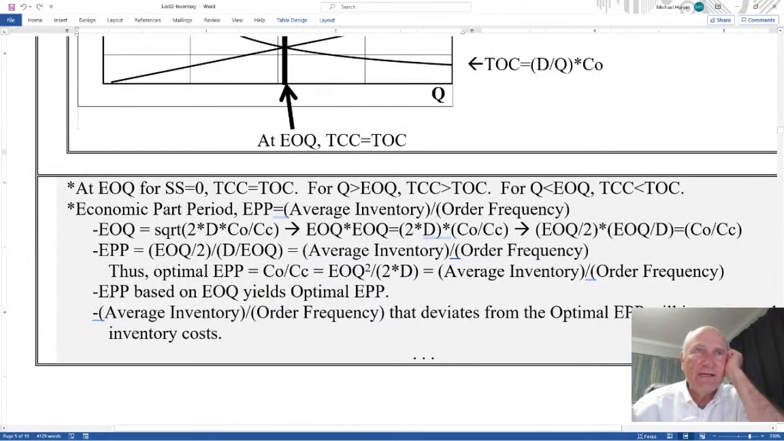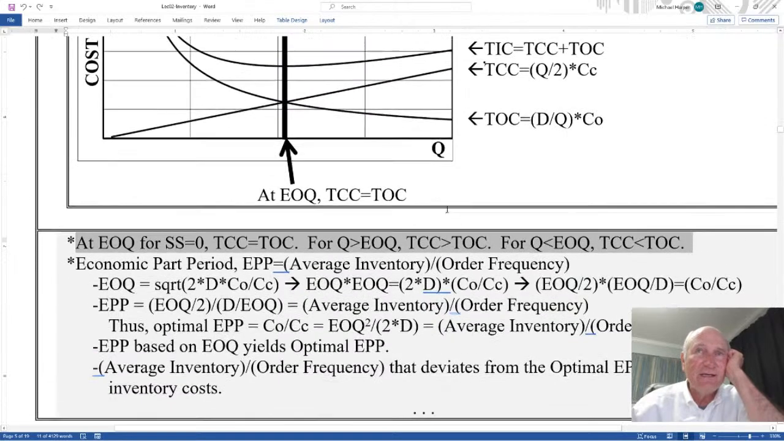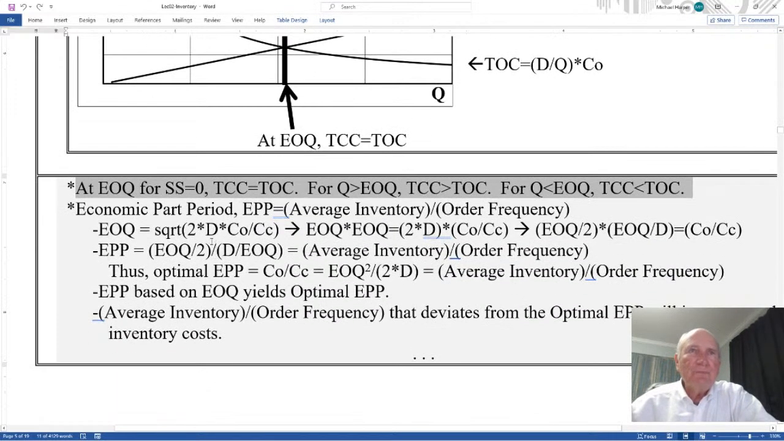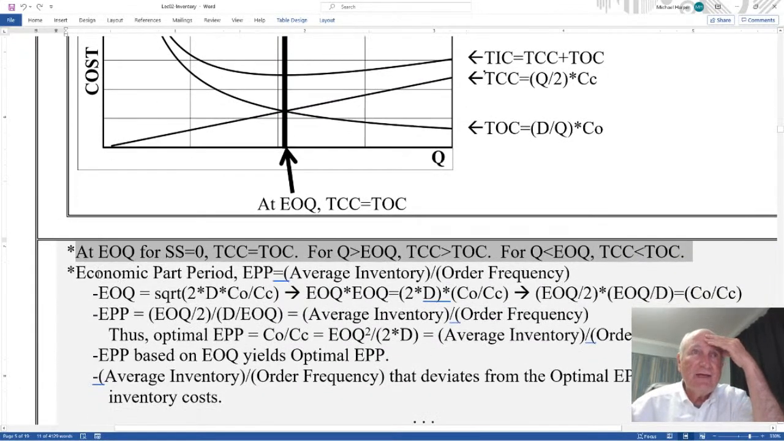Okay, takeaways. At EOQ, the ordering cost equals the carrying cost. For a Q greater than EOQ, the carrying cost is greater than ordering cost. For a Q less than EOQ, now you're going to see this a number of places. I'm just saying, if you're over here, these costs are different. You'll see this a number of places. I know I'm going to have it on the exam, so just be aware of it. Be used to it.